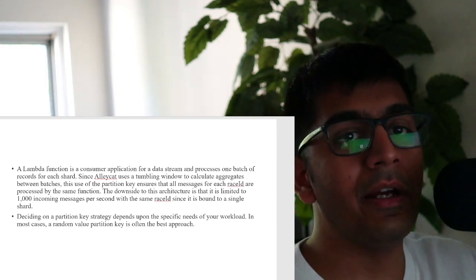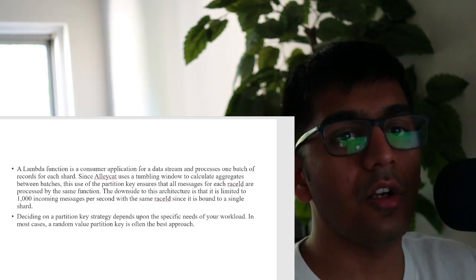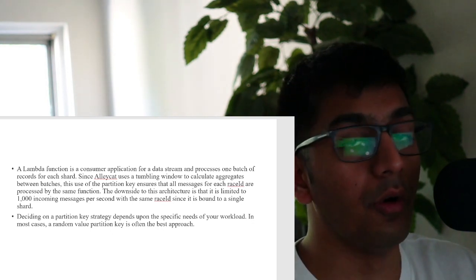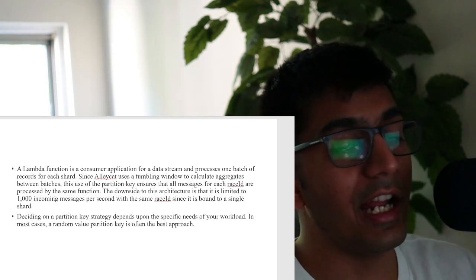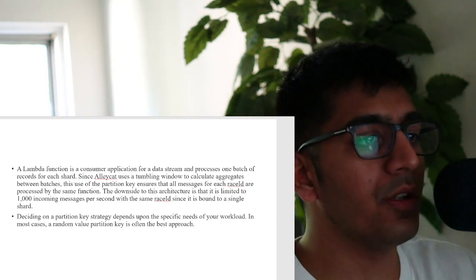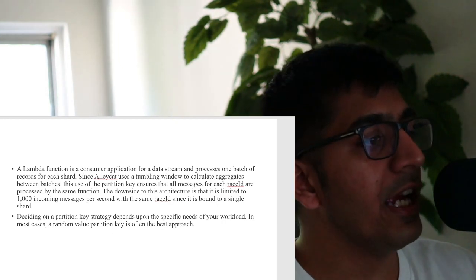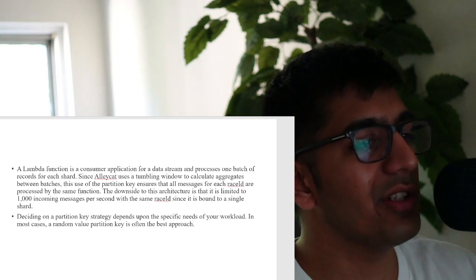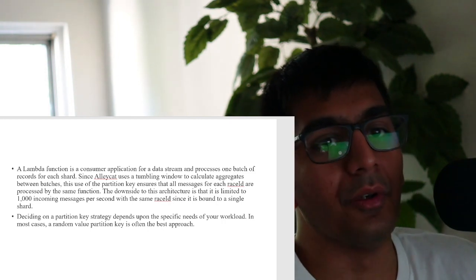So the way you determine your partition key plays a crucial role in the throughput of your Kinesis, okay? So that is what the author is trying to explain. Deciding a partition key strategy depends upon the specific needs of your workloads. In most cases, a random partition key is often the best approach, like a UUID, right?